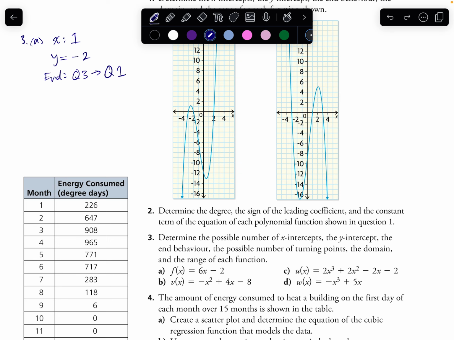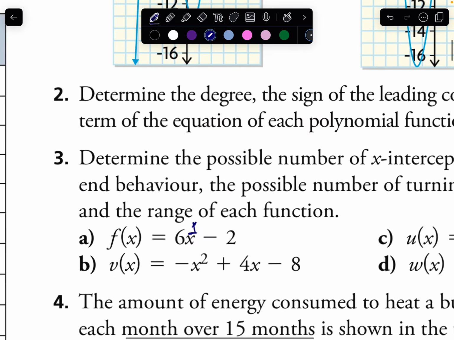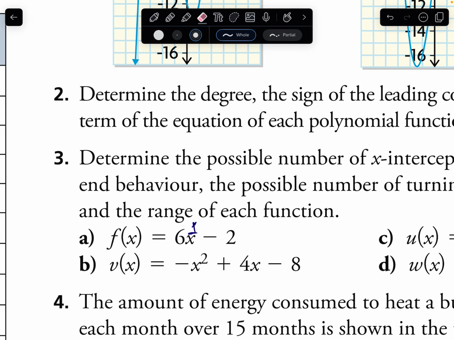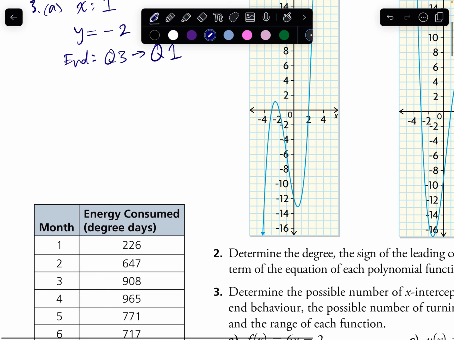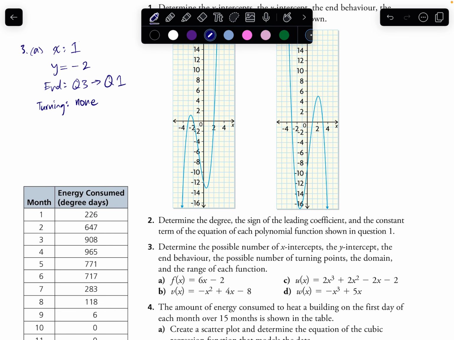And then the possible number of turning points is always going to be degree minus 1. So our degree is 1, right? Because there's like an imaginary 1 on that x there. And so degree minus 1 is 0. So turning points, none. And then the domain and range, again, it's a positive linear function like this.